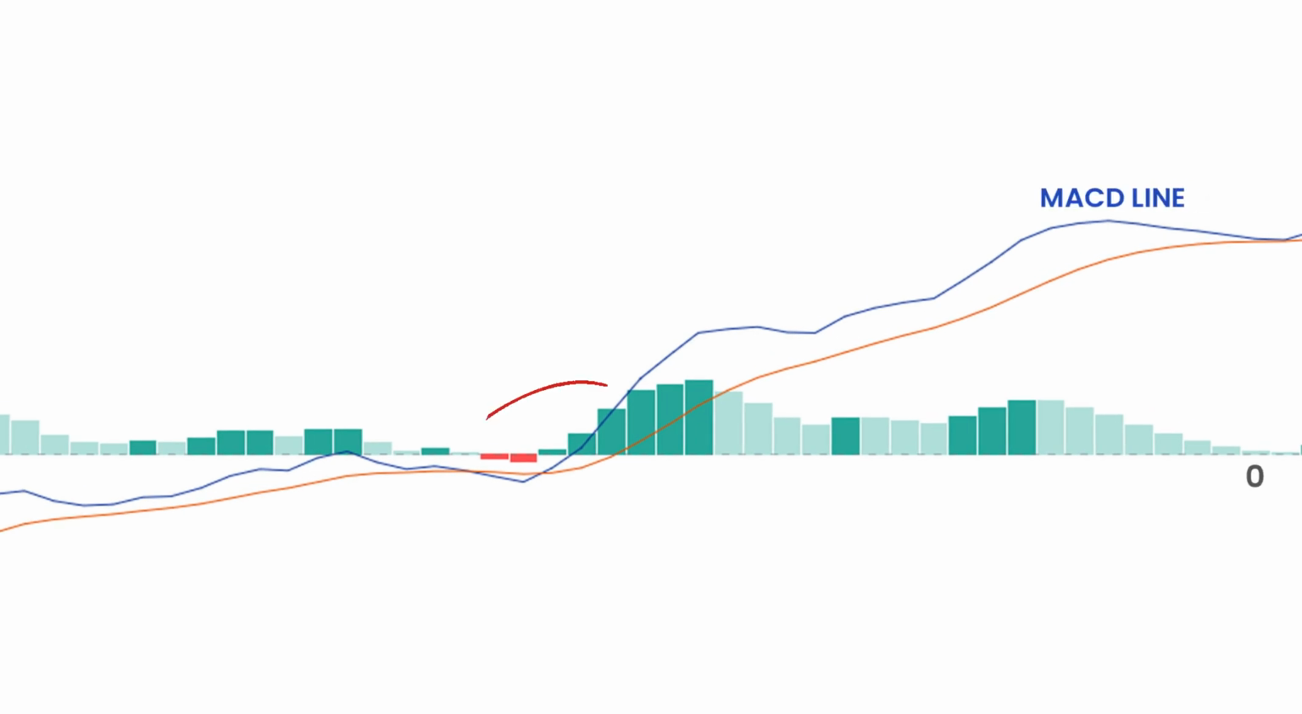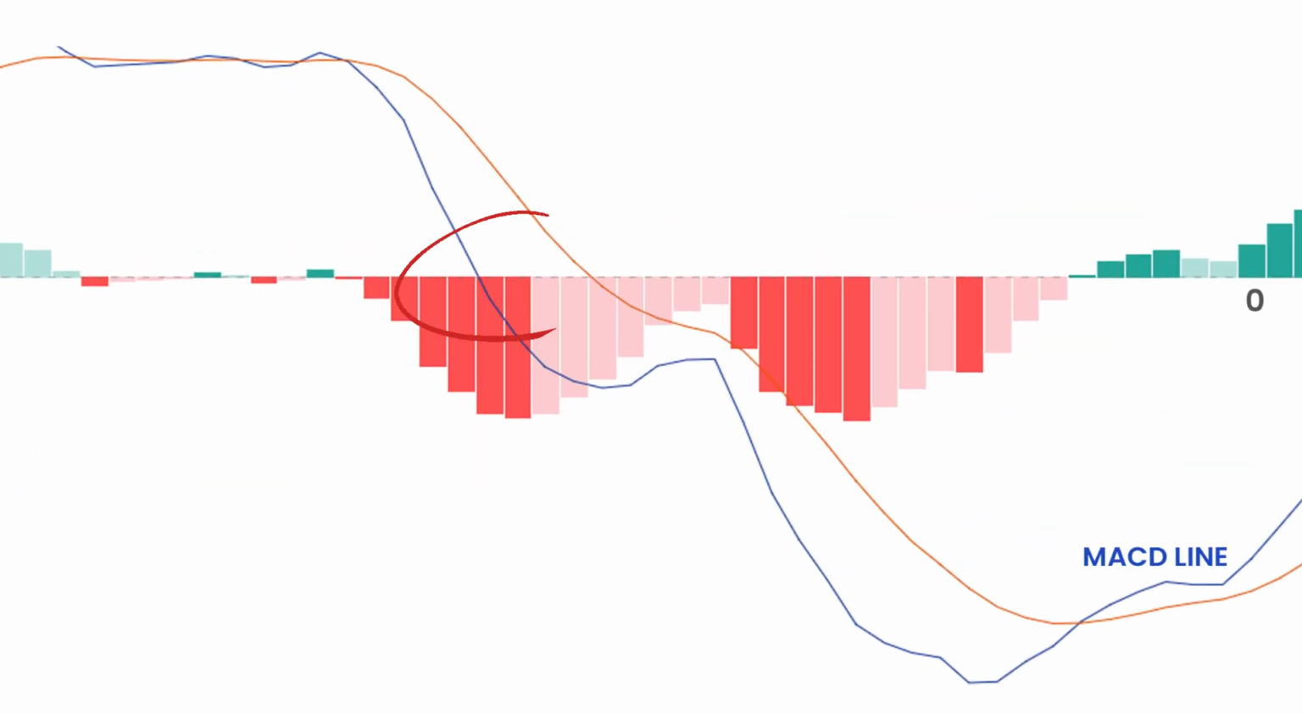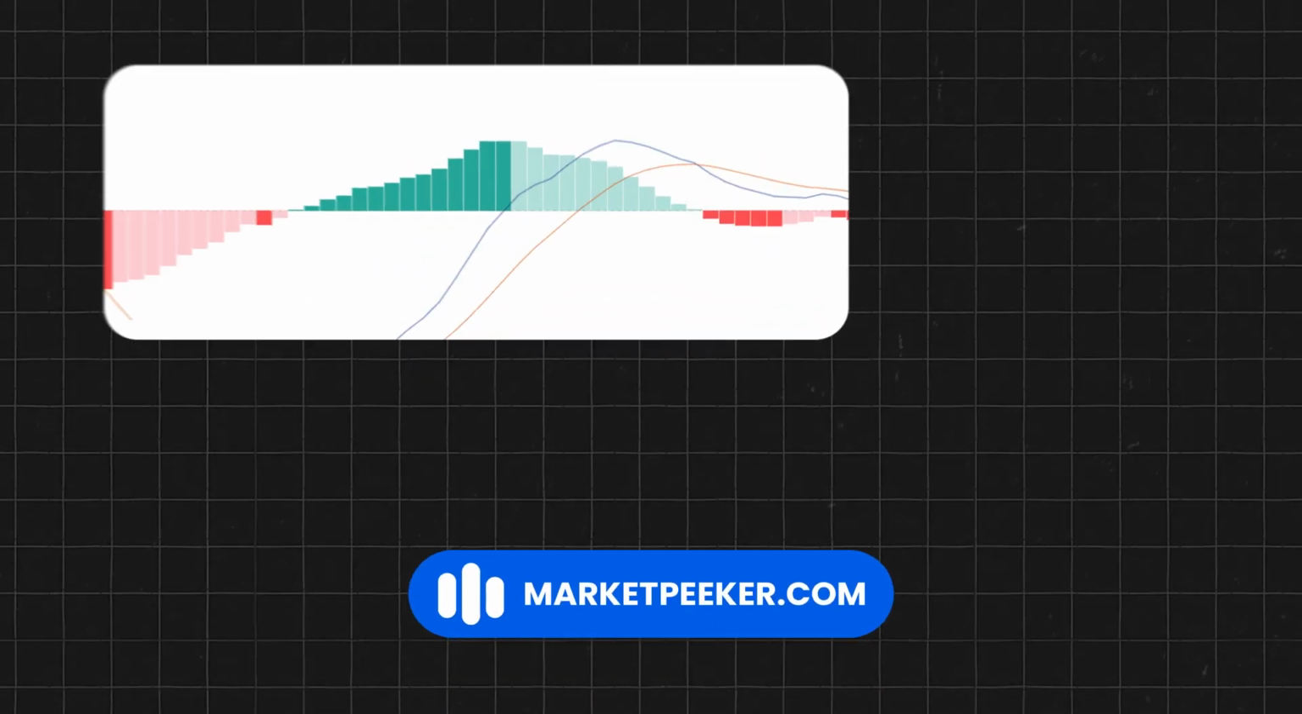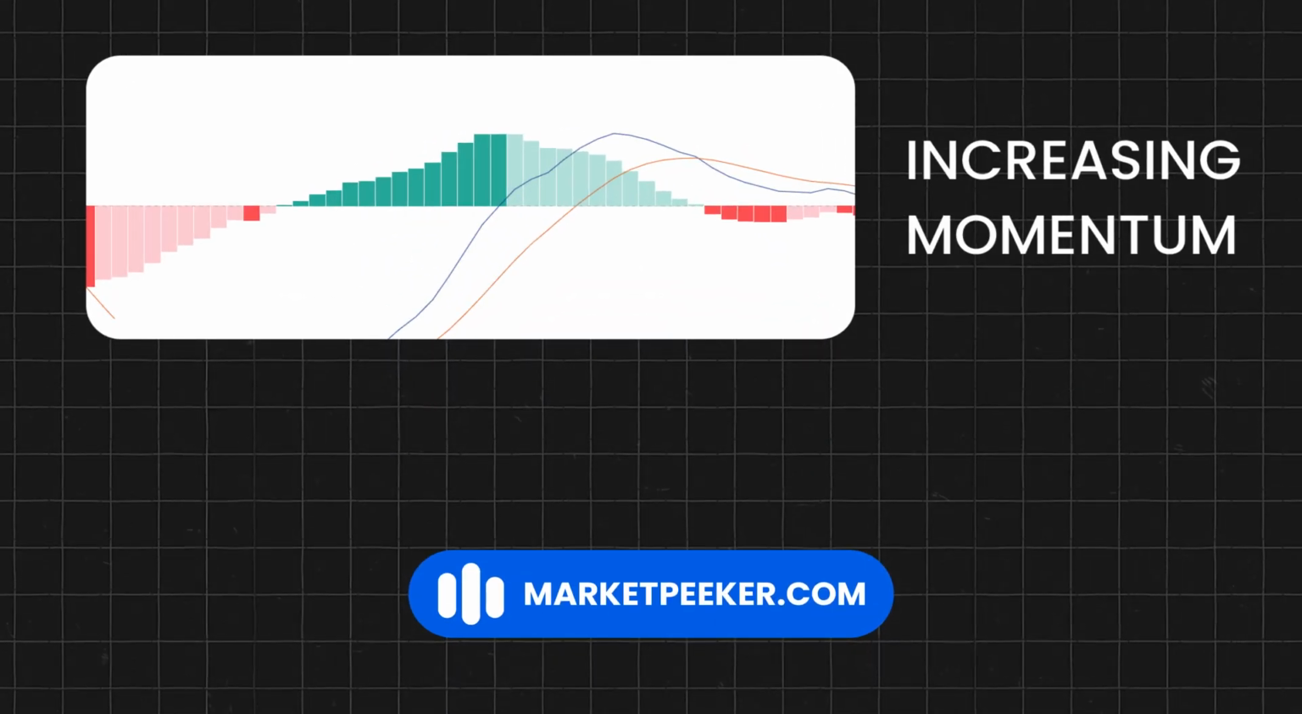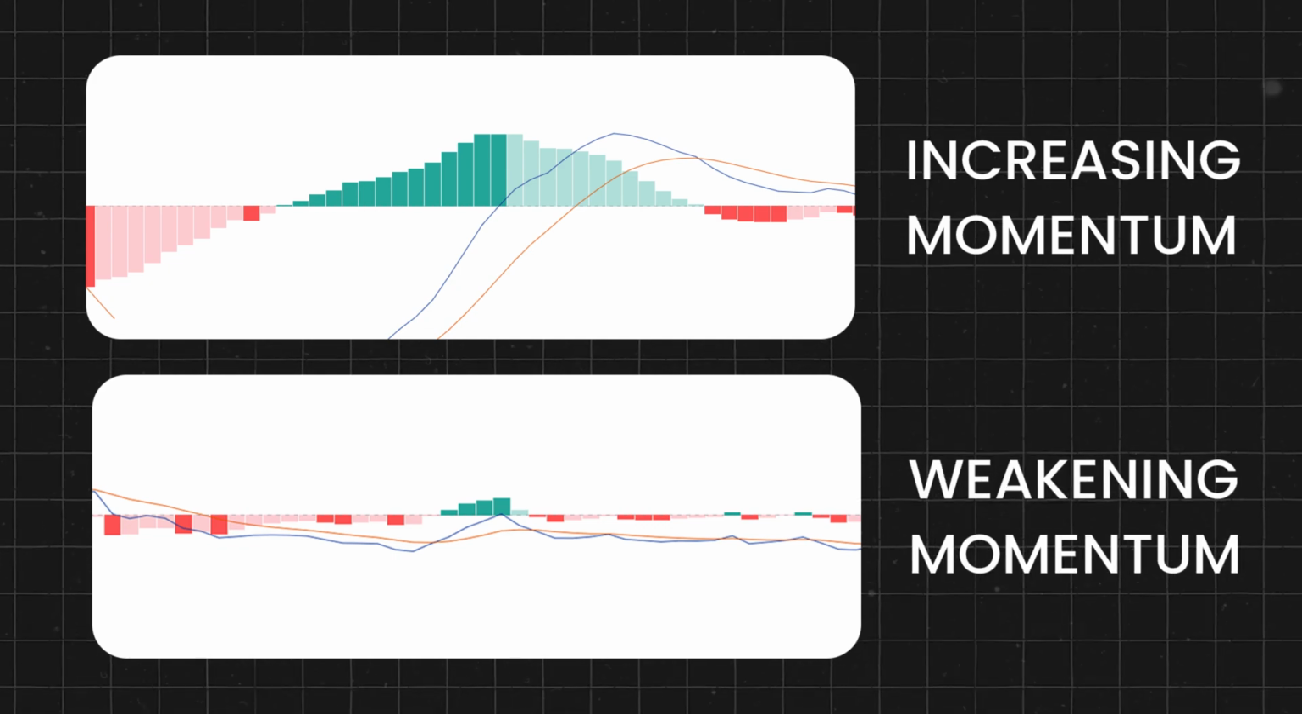Zero line crossover. If the MACD line crosses above the zero line, it signals an uptrend. Crossing below indicates a downtrend. Histogram analysis. A growing histogram suggests increasing momentum while a shrinking one hints at weakening momentum.